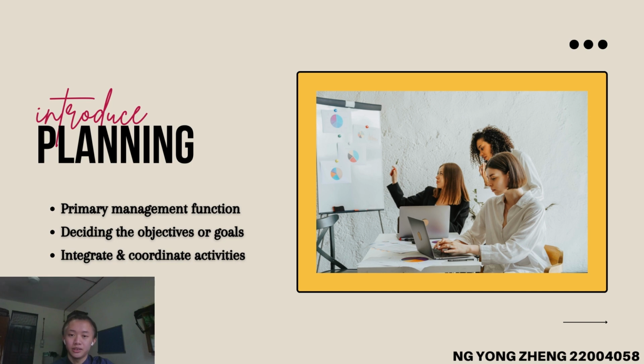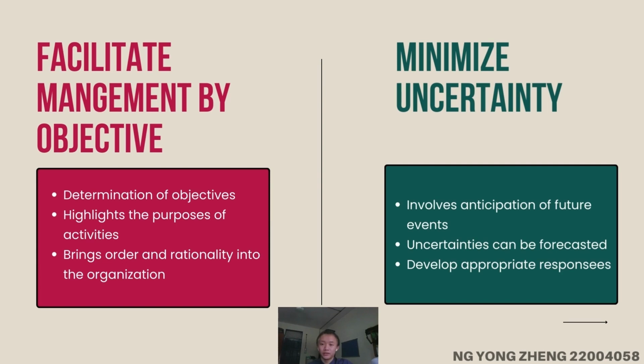It is deciding on the organization's objectives or goals and getting them done by establishing an overall strategy. The strategy then helps to achieve those goals and develop a comprehensive hierarchy of plans to integrate and coordinate activities. The first advantage of planning is that planning facilitates management by objectives. Planning begins with determination of objectives. It highlights the purpose for which various activities are to be undertaken. In fact, it makes objectives more clear and specific.